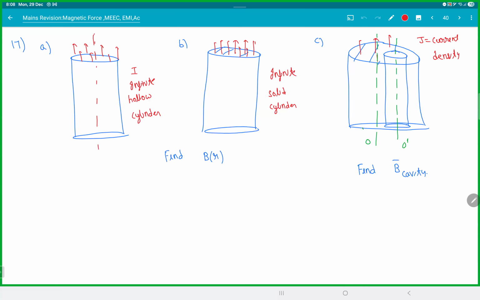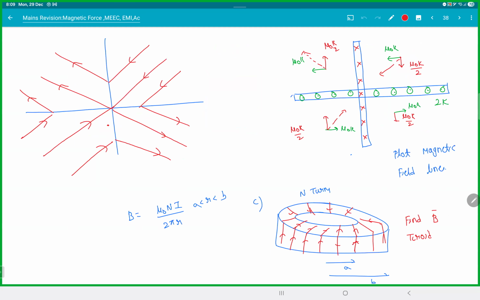Let's get these three. Let's see whether we remember the formulas. Infinite hollow cylinder, infinite solid cylinder, cylinder with a cavity. Find the magnetic field as a function of R. Find the magnetic field inside the cavity. Angle would be tan inverse half with x. That is okay, that you can find, yeah.